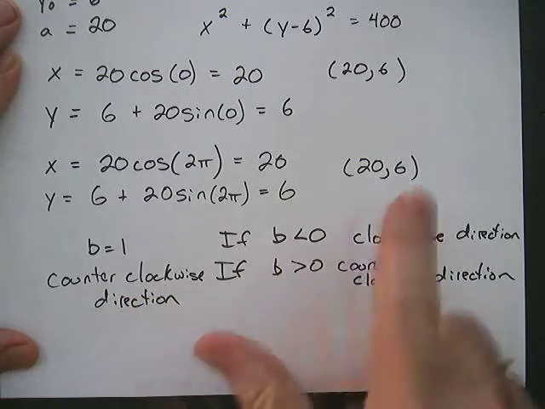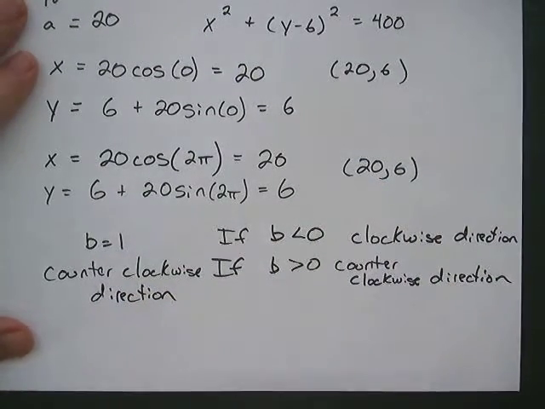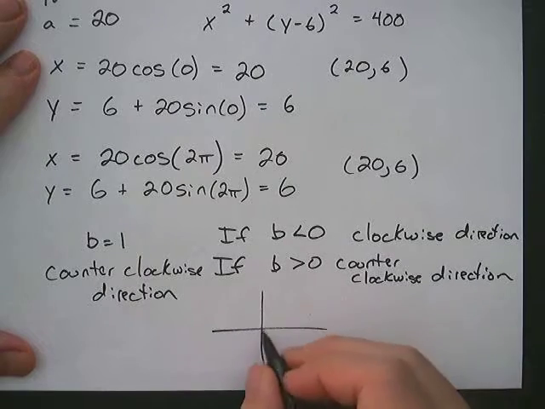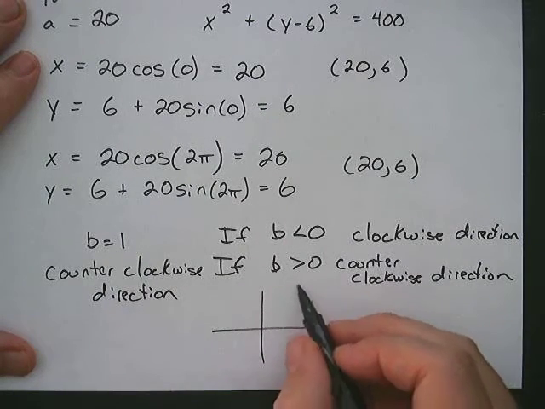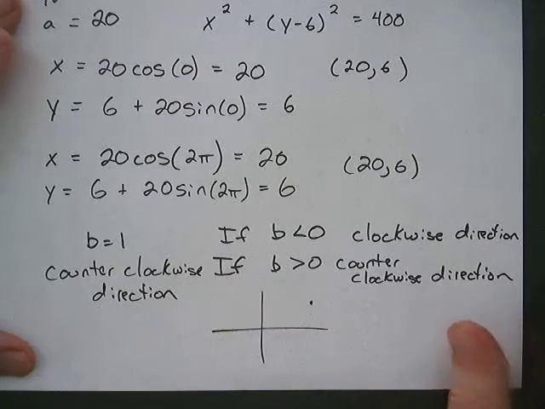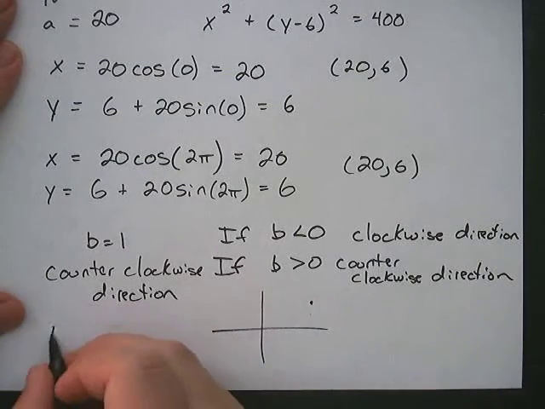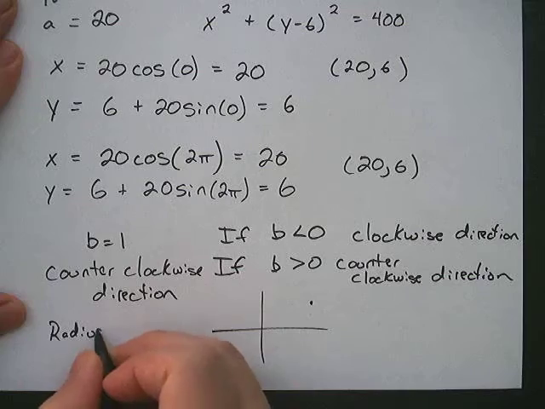Okay, so what we know is that it starts and ends at 20, 6. So if we were to write that out, 20 over, up 6, it starts and ends right here, and it's going to go in a counterclockwise direction. What is the radius of this thing? That's one thing that we haven't talked about yet. What's the radius of this circle?